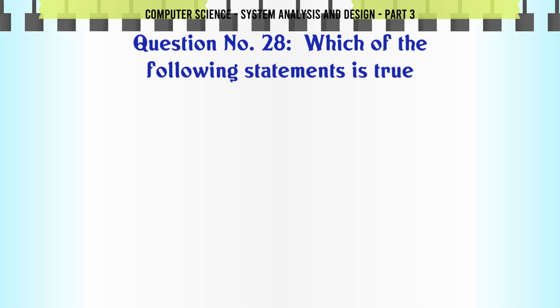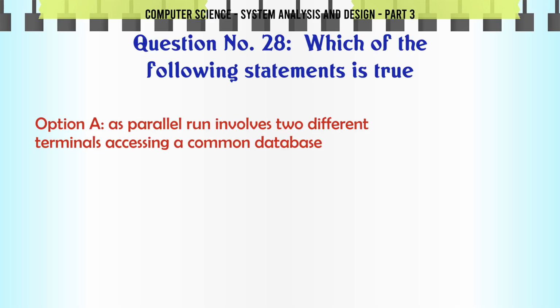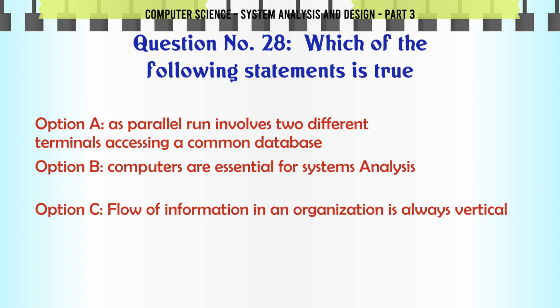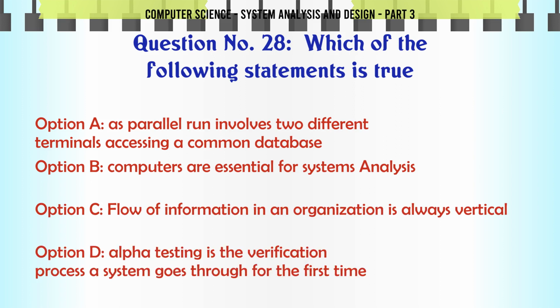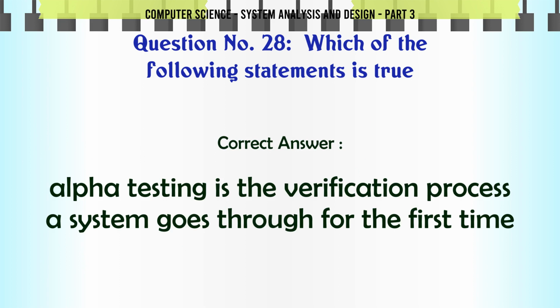Which of the following statements is true? A. A parallel run involves two different terminals accessing a common database. B. Computers are essential for systems analysis. C. Flow of information in an organization is always vertical. D. Alpha testing is the verification process a system goes through for the first time. The correct answer is alpha testing is the verification process a system goes through for the first time.